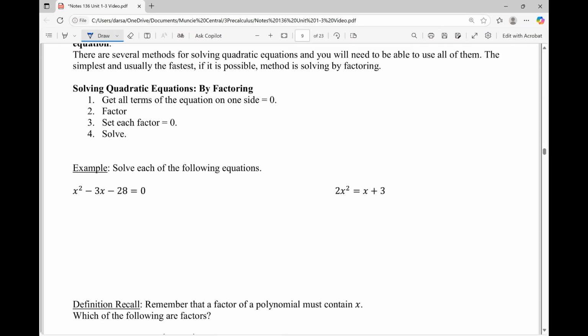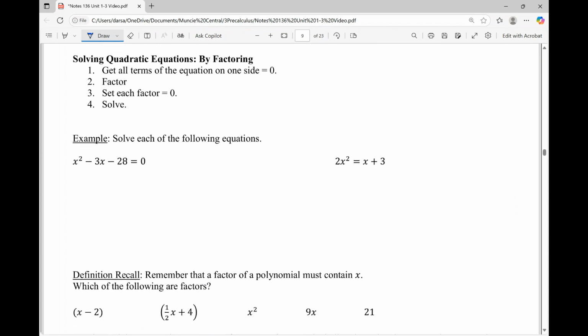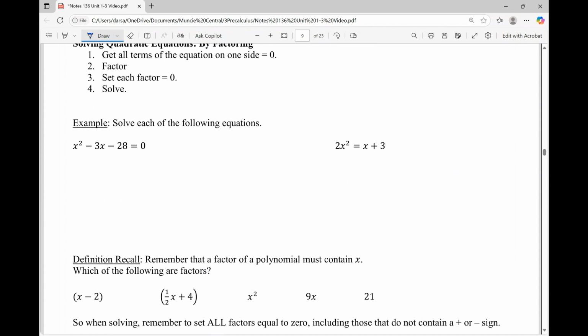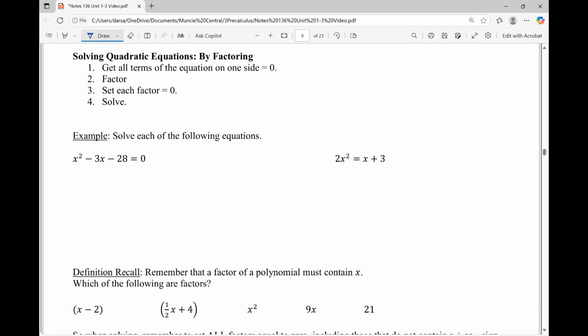So, a quadratic equation is of the form ax squared plus bx plus c. And if we want to solve it by factoring, we have four steps. Number one, you must have everything on one side of the equation equal to zero. Solving an equation means you have to have an equal sign. And to solve by factoring, we have to start by equaling zero.